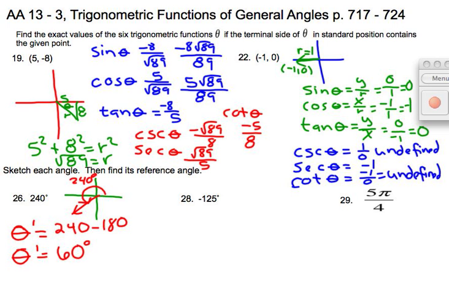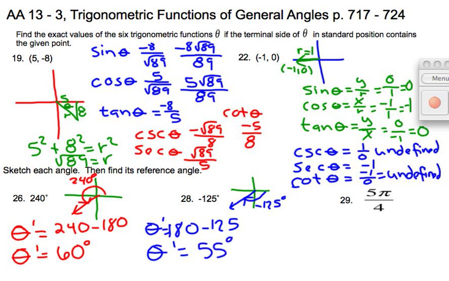When I'm looking at problem 28 here, a -125 takes me in the clockwise direction. I'm in the 2nd quadrant going clockwise. So I'm going to take 180 minus the 125. Again, reference angles have to be positive. We don't use the -125, we just use the 125. And when I simplify that, my reference angle will then be a 55-degree angle.